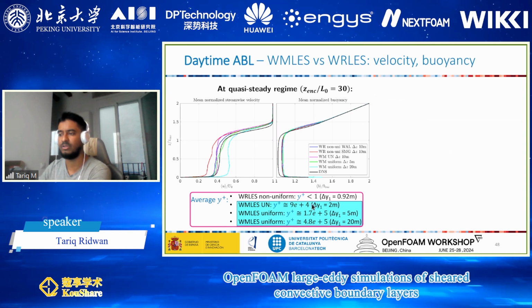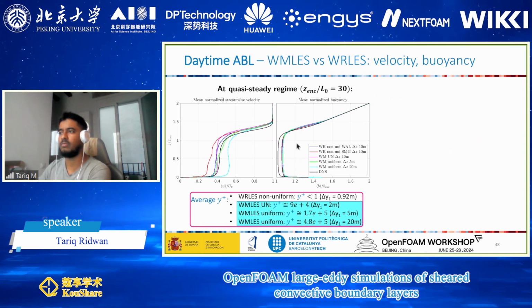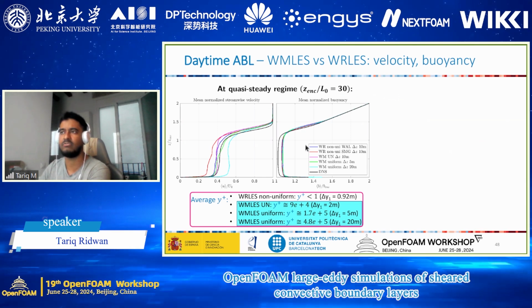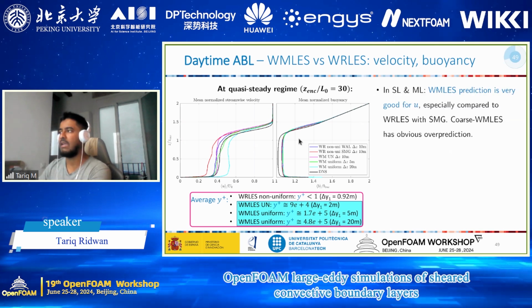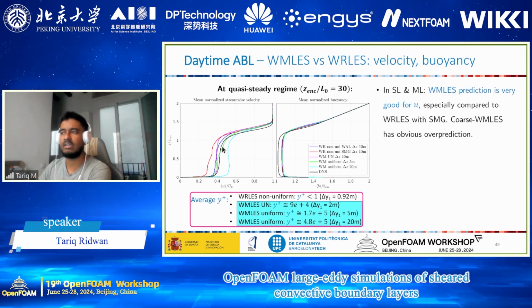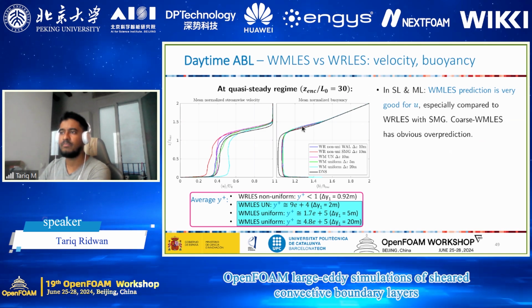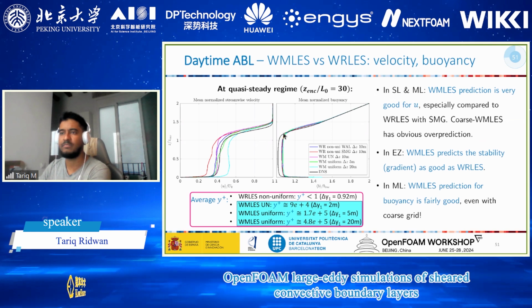Moving to the wall-modeled LES result, we can see that the wall-modeled LES has a very high y plus value due to the high cell height, and it is also a realistic atmospheric flow with a Reynolds number on the order of 10 to the power 8. And we can observe that the prediction by wall-modeled LES is pretty good, the same as the wall-resolved LES.